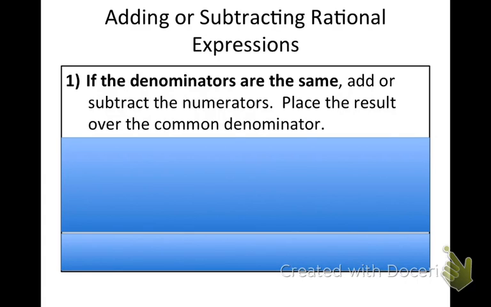We're going to add or subtract the numerators. Then you'll place the result over the common denominator. So if that's the case, I'm going to do a silent fist pump in my head. I'm going to think, all right, I don't have to do any work. So then all you do is just add your numerators, combine your like terms, and then put them over whatever that common denominator is. Okay?